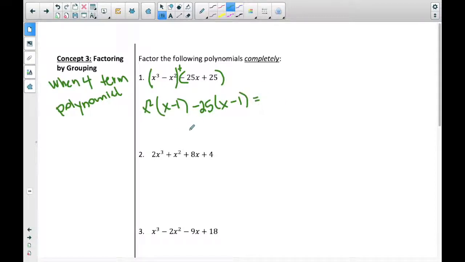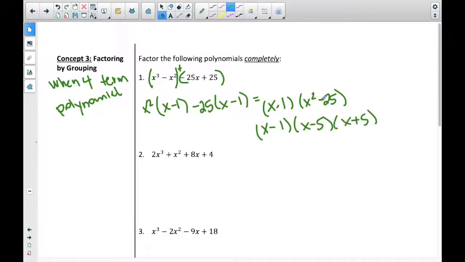Remember, this is, like I said, a lot like splitting the middle term. So I get x minus 1, and I still have an x squared minus 25. Now remember, we're not done yet because this is a difference of squares. So for the difference of squares, that means x plus 5, x minus 5. Now I'm finished. That is my final answer.